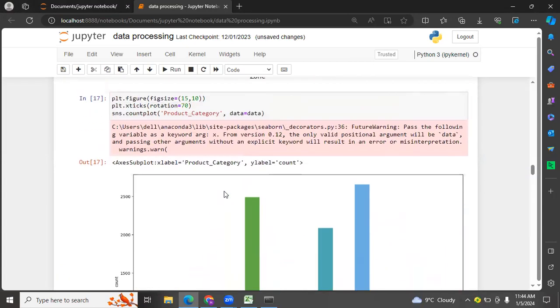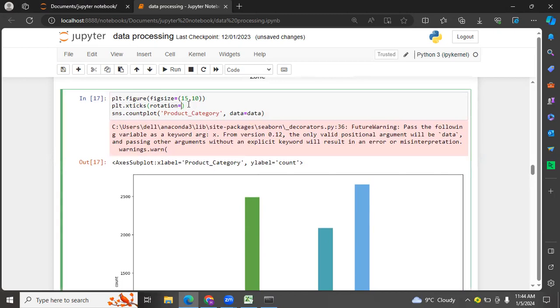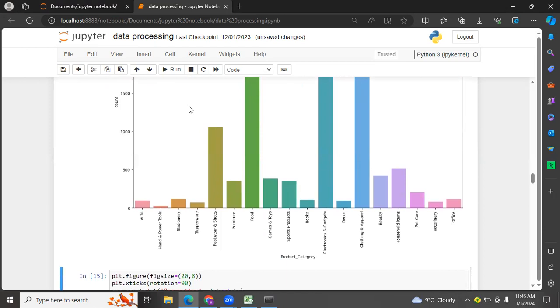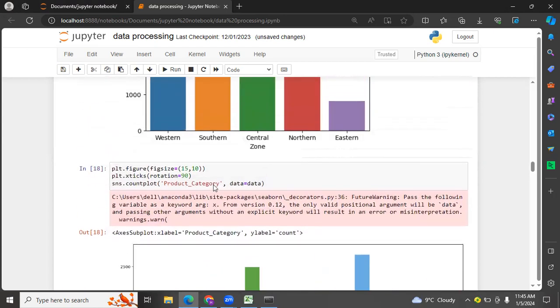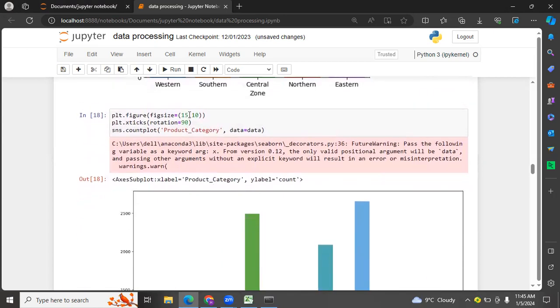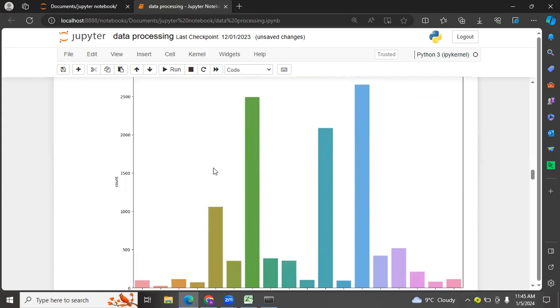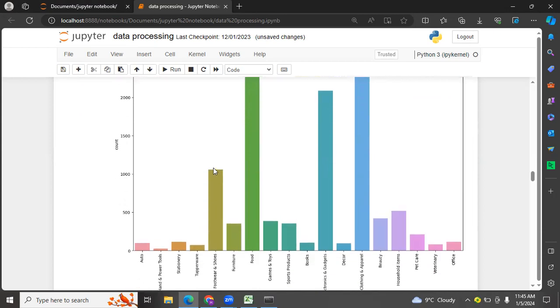You can use 90 as well. Let me show you what will happen. With 90, the names on the x-axis are totally rotated by 90 degrees. Other than that, you can also play around with the figure size. You can increase it, decrease it.